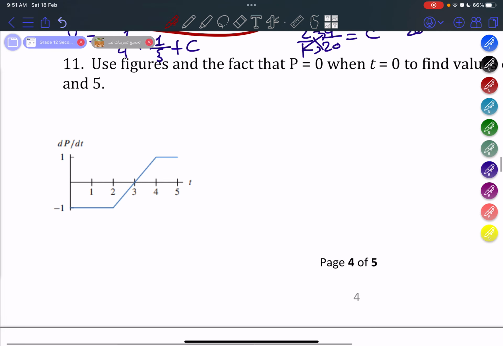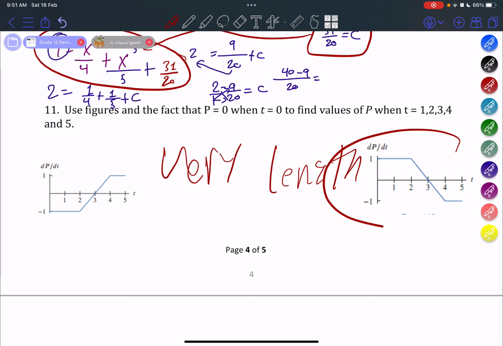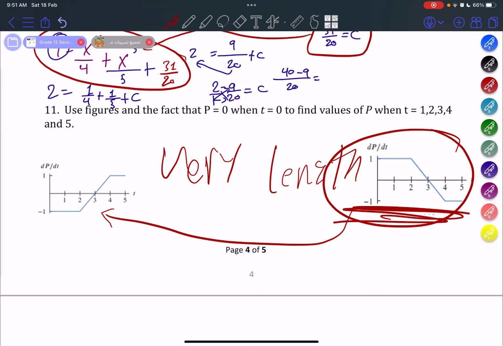This is a very lengthy question. I've solved one like it in one of the videos, and knowing the way to solve that question, you can solve the other question.